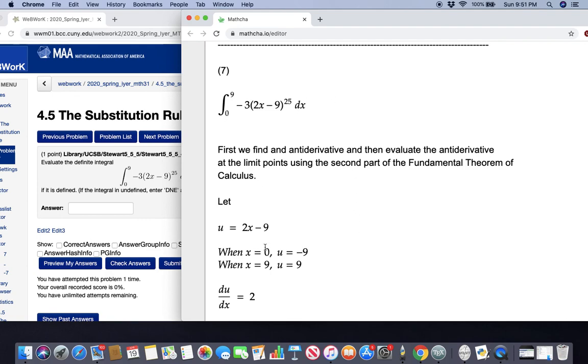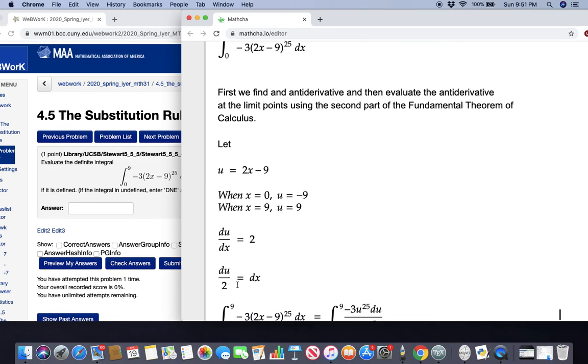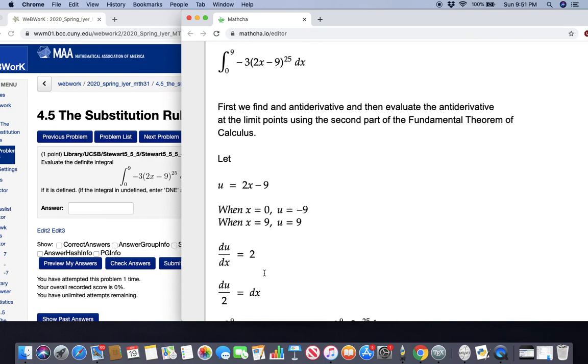When x is 0, plug it in, u is negative 9. When x is 9, plug it in, u is 18 minus 9, 9 again. What about du dx? du dx is 2, the derivative of this expression. In other words, du over 2 is dx.